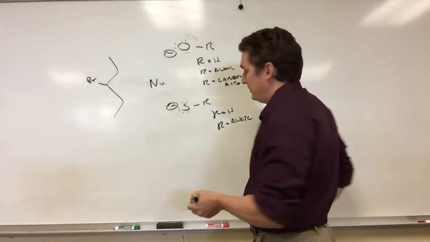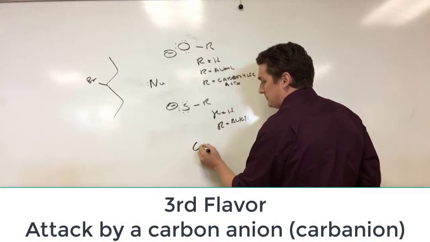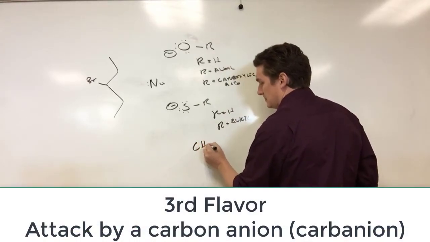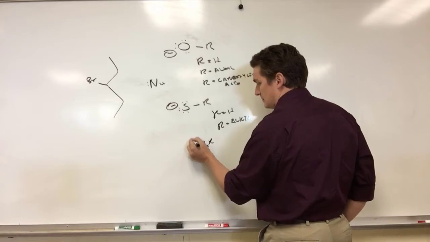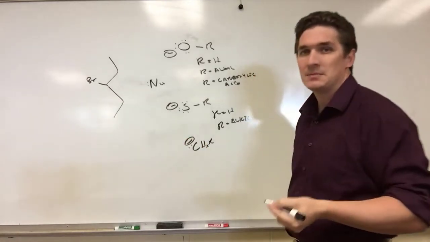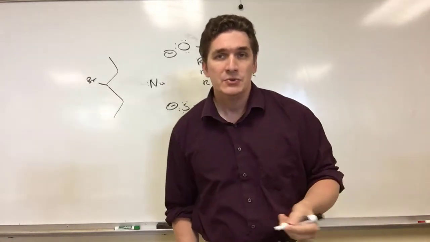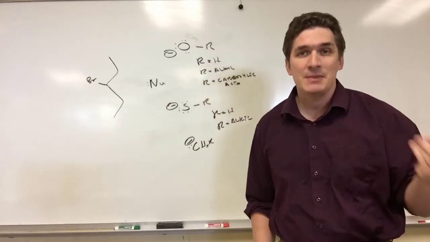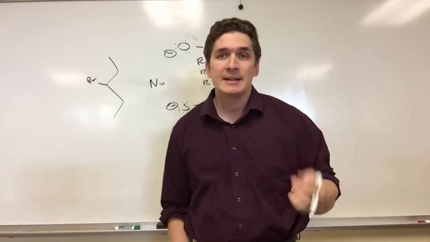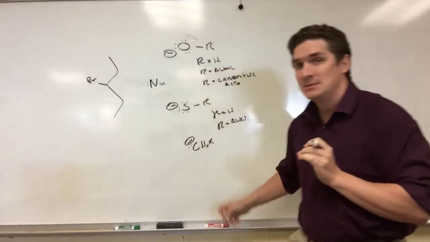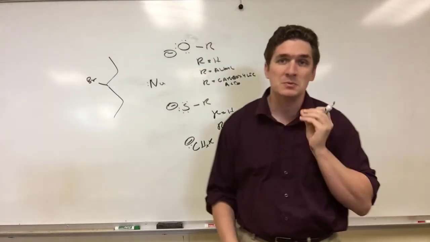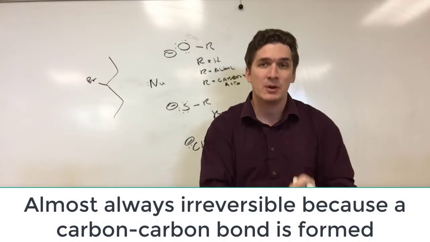The last flavor of this is some carbanion, a carbon containing a lone pair. So we can see this with something like cyanide, CN-. We're going to get attacked. Now, the big thing about these types of nucleophilic attacks is they're going to be irreversible. Once we form that carbon-carbon bond, it doesn't break.